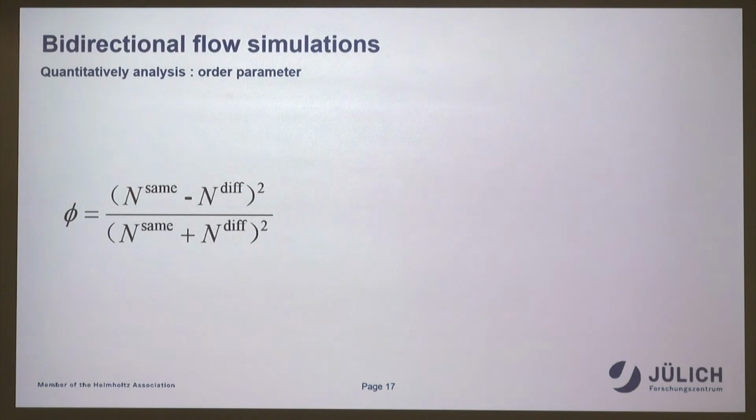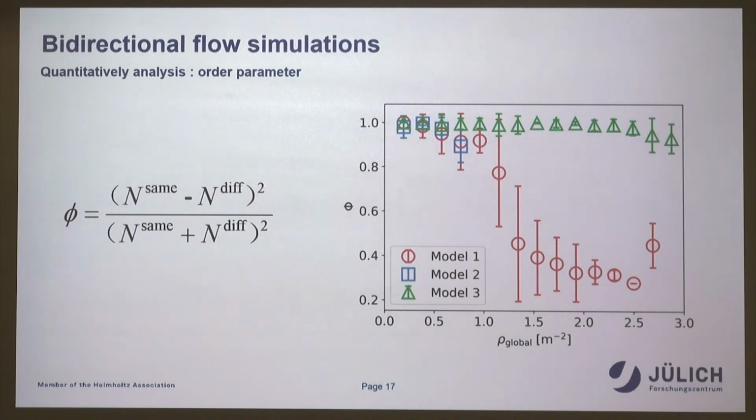And then to identify lane formation in the simulation, I use the order parameter. The order parameter of each agent is calculated according to this function. In this function, n-same means, for each agent, the number of agents who move in the same lane and also in the same direction as this agent. And n-differ means the number of agents who move in the same lane but in a different direction from this agent. So a higher order parameter means stronger lane formation in the simulation. The result is shown in this figure.